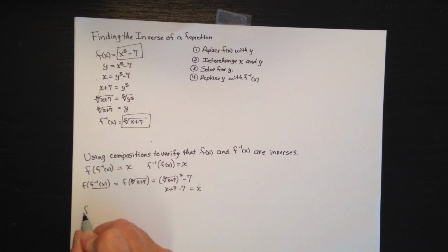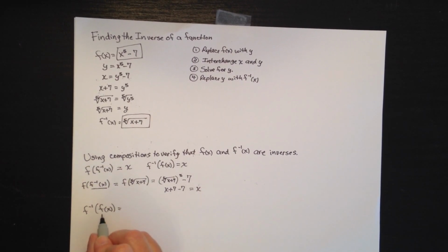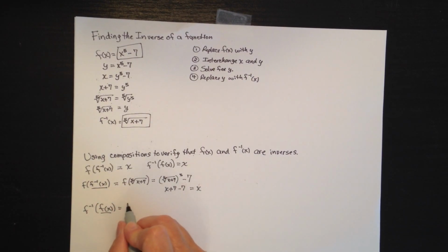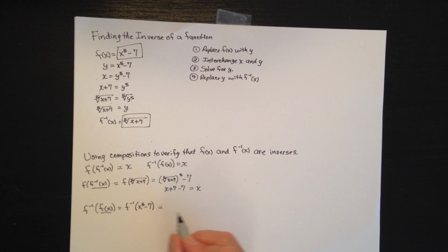Now we're going to take f inverse of f of x. We'll take this composition. The first step is to replace f of x with what it's defined to be, f inverse of x to the fifth minus 7. Now we want to replace every x that we see in the f inverse function with x to the fifth minus 7. So that looks like this. F inverse of x is this function right here. So we're going to take the fifth root of x to the fifth minus 7, and then underneath the root, it's plus 7.